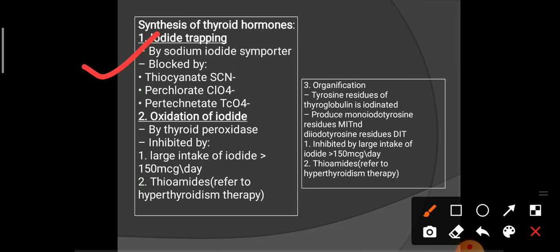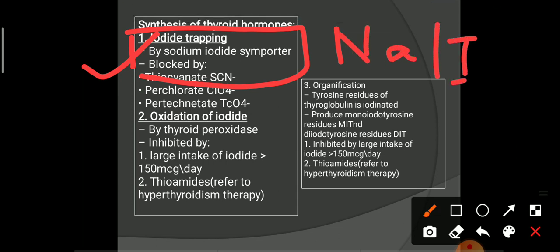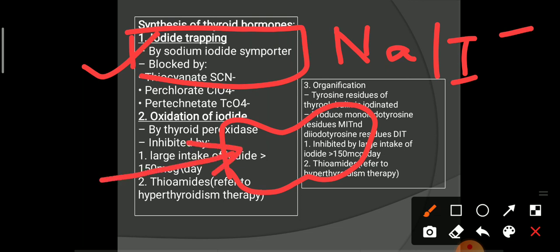Whenever the signal is sent from the hypothalamus to the thyroid gland, first the iodine trapping mechanism takes place. That is the sodium iodide transport. Suppose this is a thyroid gland. This sodium iodide importer allows the iodine to enter into the thyroid gland. This is done by the first enzyme, the sodium iodide importer. Now the iodine is sent into the thyroid gland.